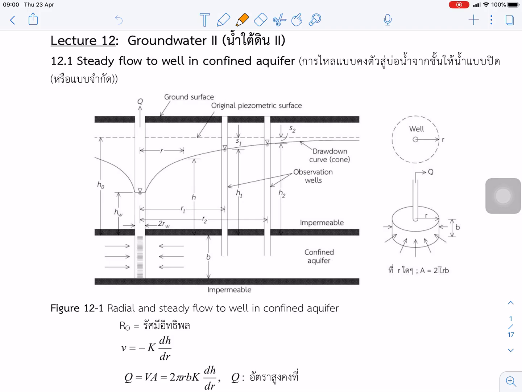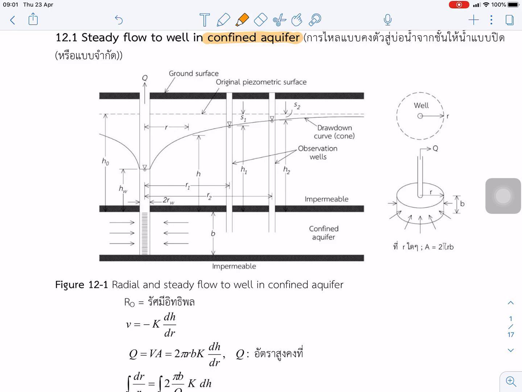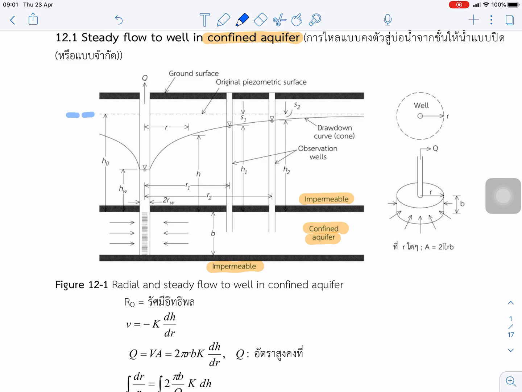Steady flow to a well in a confined aquifer. So this below is a confined aquifer because there is an impermeable layer on the top and the bottom. The water flows in the confined aquifer, and once we make a well into the confined aquifer, the water will move up to this level. This we call the original piezometric surface.